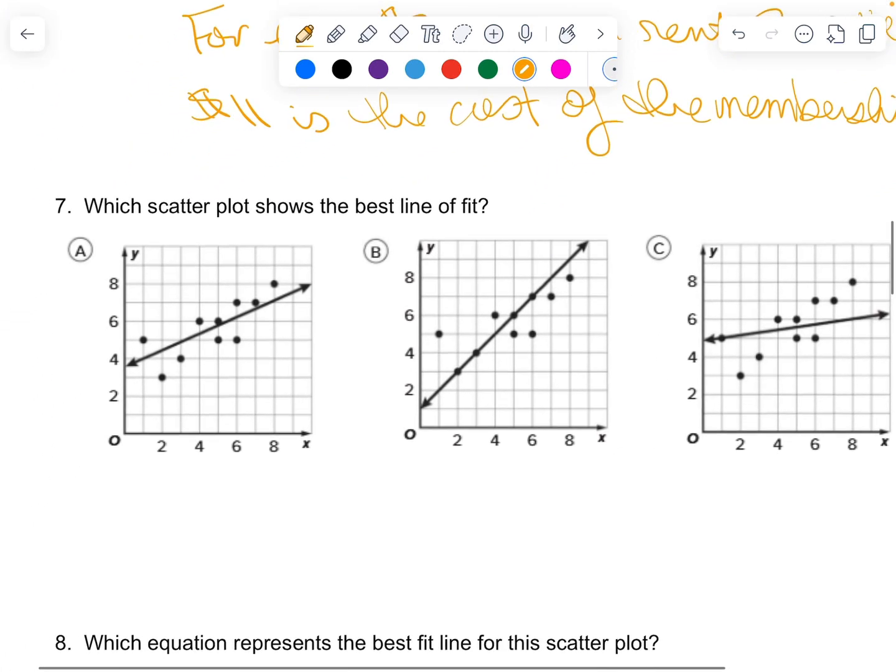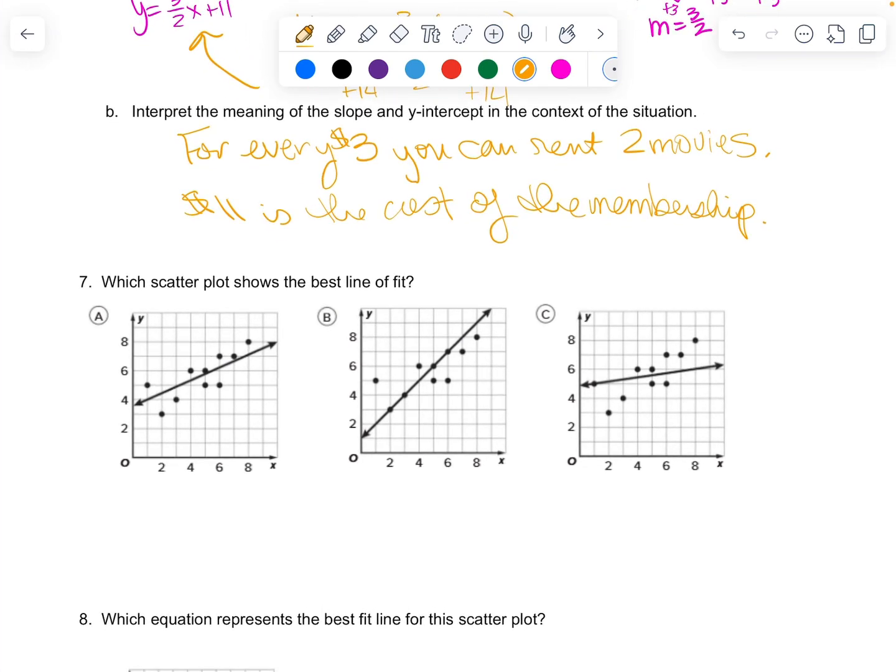Okay, so which scatter plot is the best fit? Well, I look at this one. It has 2 above, has 4 below. This doesn't even really connect points. When I look at this, it seems to go right down the middle. I'm going to say this one.